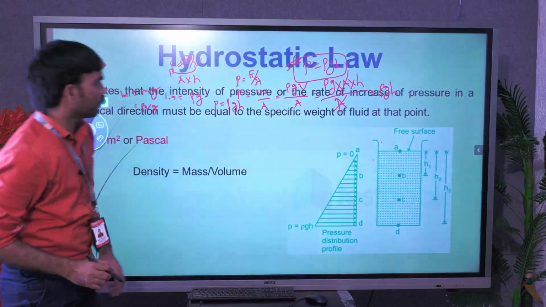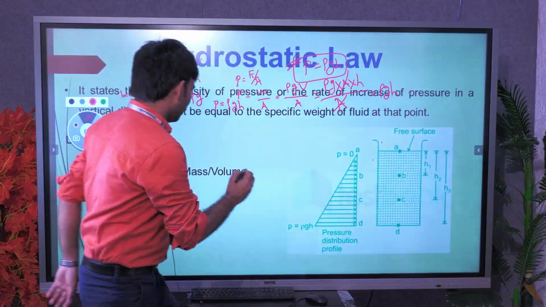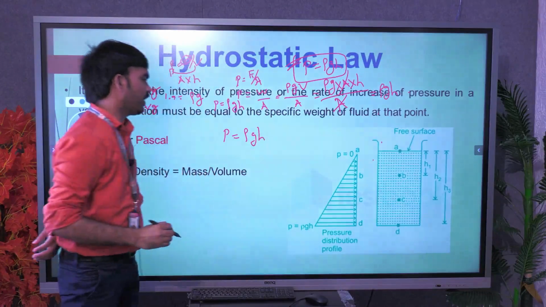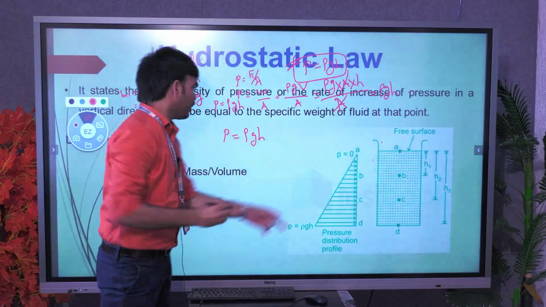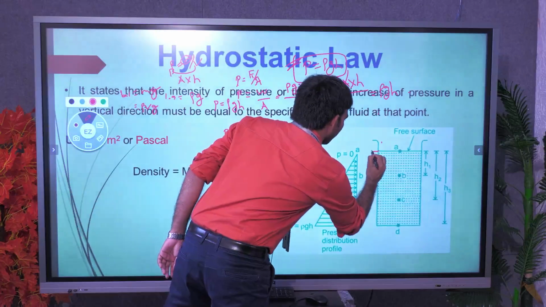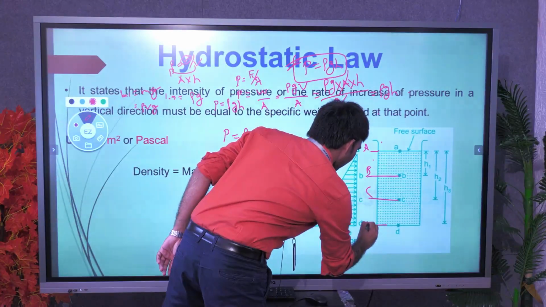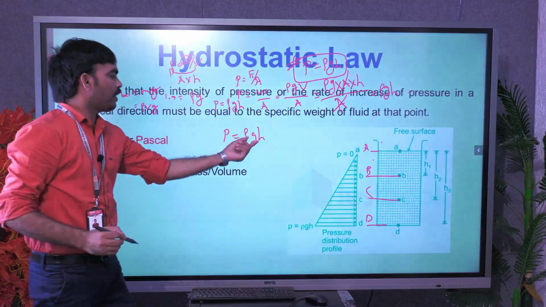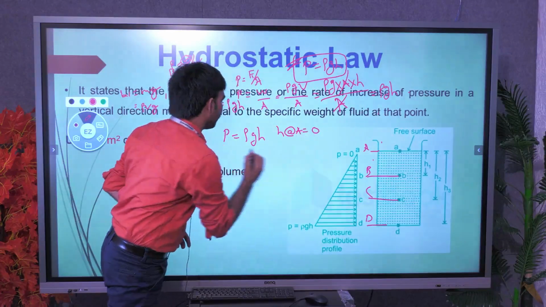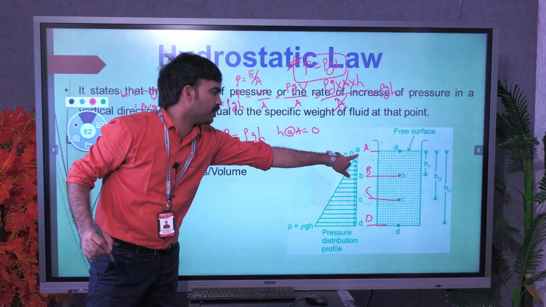Okay, now we will try to understand from here. I want to measure the pressure here. Pressure at any point, the pressure intensity, is rho g h. So the height of the liquid column is 0 at A. This is the point A, this is B, C, and this is D. At A, the height of the liquid column h will be 0. That means rho g into 0 will be 0. So that's why the pressure here is 0.